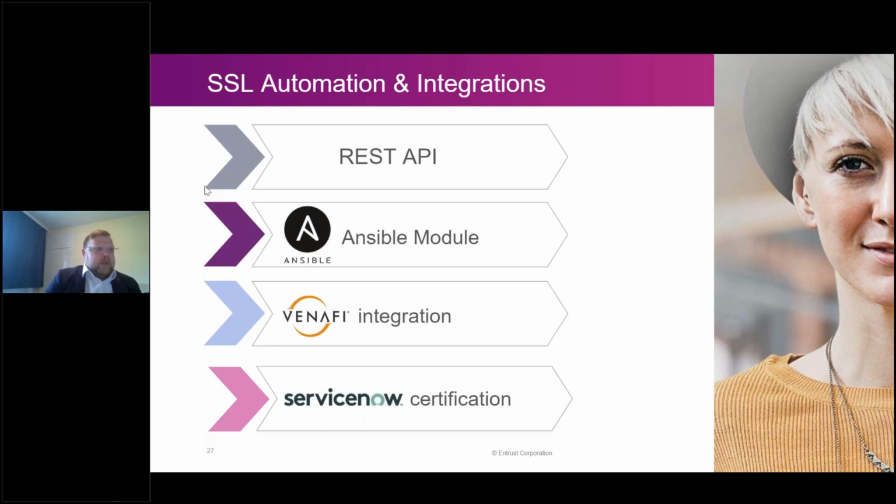Having said that, let's maybe switch to watching a short demo on the Entrust Certificate Services platform and SSL management capabilities. Thanks.